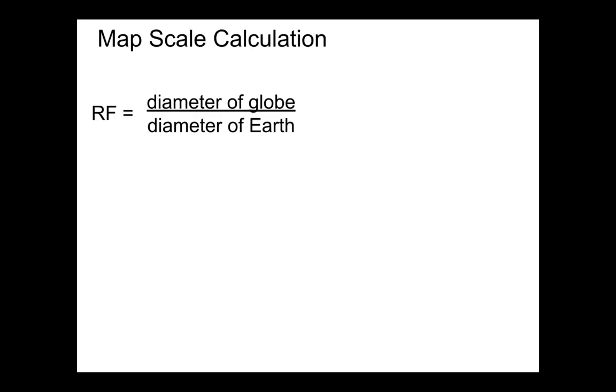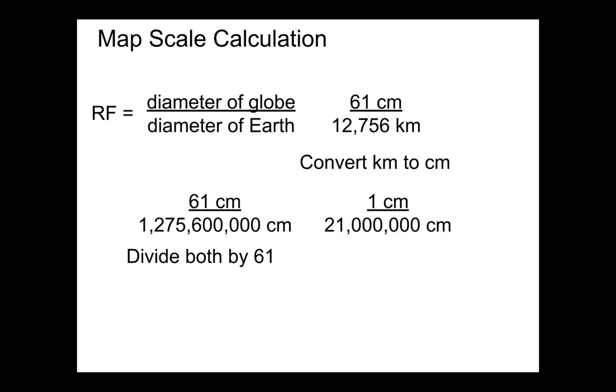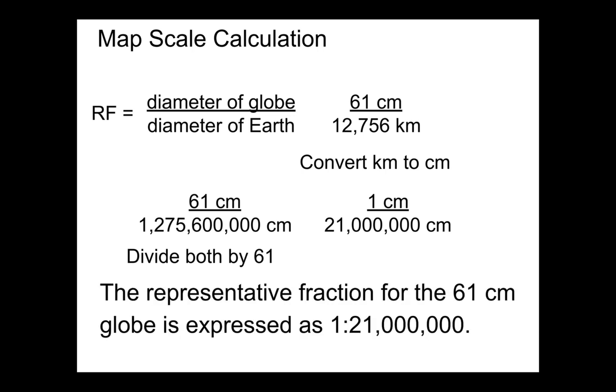So representative fraction equals diameter of globe divided by diameter of Earth. 61 centimeters over 12,756 kilometers. We want to get the kilometers into centimeters. So we're going to multiply by 100,000. Now we've got 61 over 1.2 billion centimeters. We divide the top and the bottom by 61. And we get 1 to 21 million after we round. There's some change in there, but the representative fraction for this would be expressed as 1 to 21 million.